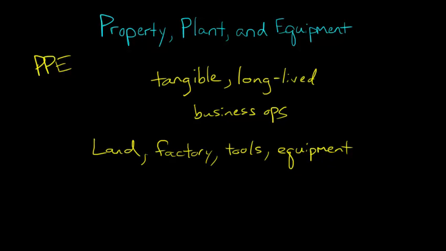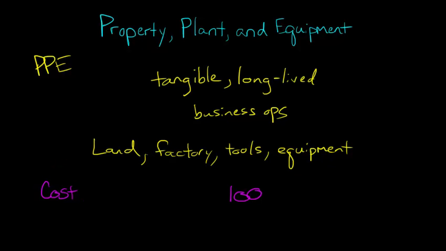Property, plant, and equipment are recorded when you purchase them, and they're recorded at cost. So if it costs $100,000 to build a building or to purchase one, it'll be recorded at cost on the balance sheet.